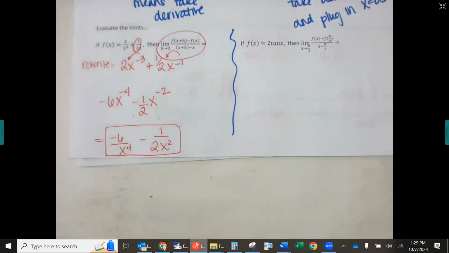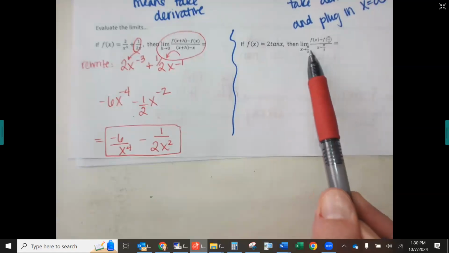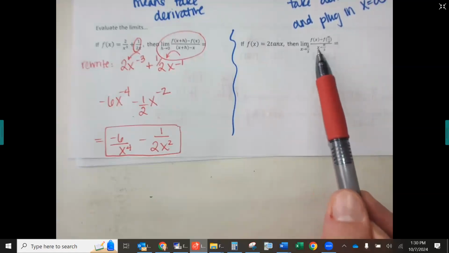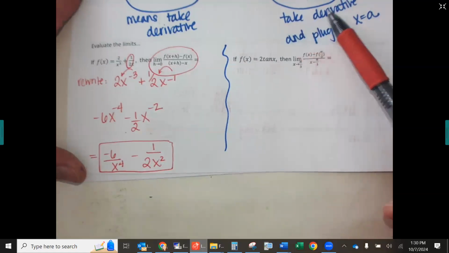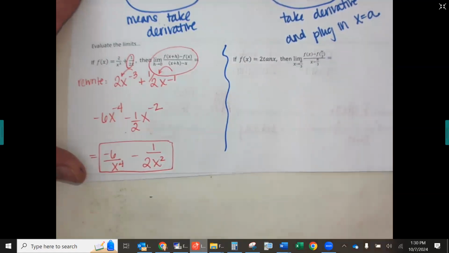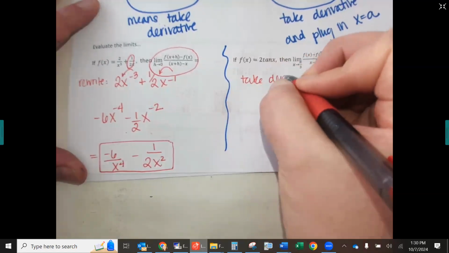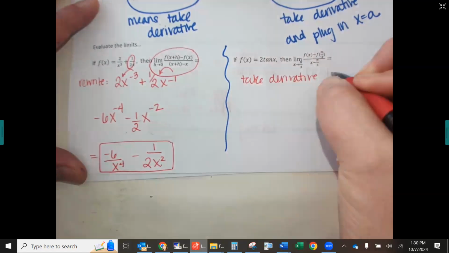Okay. Questions on that? All right. Last one we're going to do together before we get started. Okay, I'm looking at my equation and it says that f of x is 2 tan x. And then they ask me for this. What do I say to myself? This means to do what? Take the derivative and then plug in what number? Pi over 3. Very good. So let's take the derivative. And then plug in pi thirds.